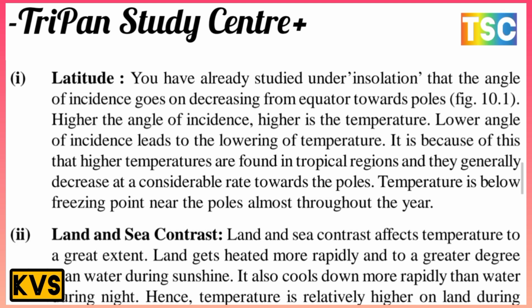The first, latitude. You have already studied under insolation that the angle of incidence goes on decreasing from the equator to the poles. The higher the angle of incidence, the higher the temperature. Important here: the higher the angle of incidence, the higher the temperature, and a lower angle of incidence leads to a lower temperature. It is because of this that higher temperatures are found in the tropical region, and they generally decrease at a considerable rate toward the poles. Temperature is below freezing point near the poles almost throughout the year.